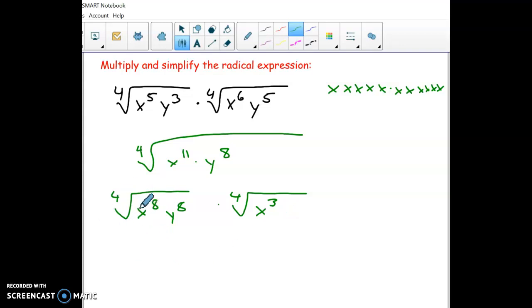Now that these are perfect, they'll divide out evenly, so divide the 8s by 4. And then our leftover is just the 4th root of x cubed. And that's it. That's multiply them together, pull them apart, and clean it up as far as we can simplify.